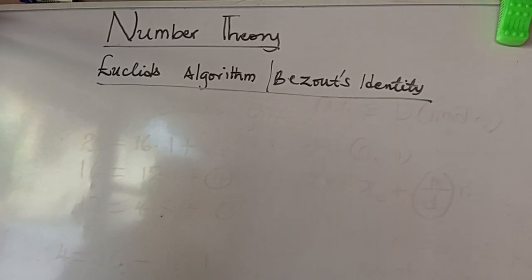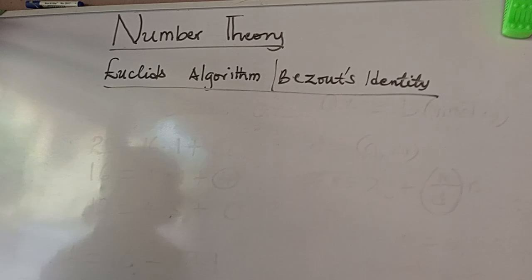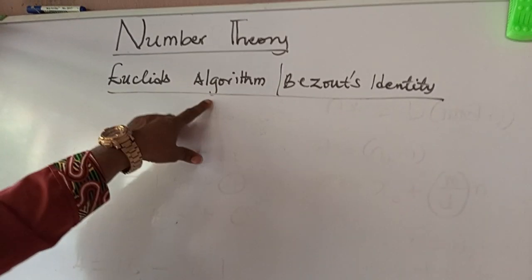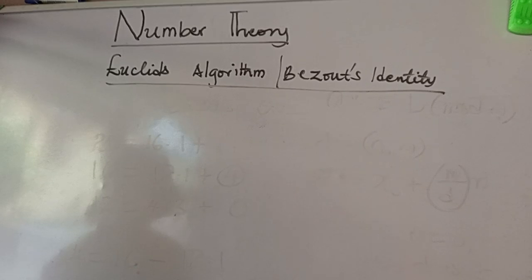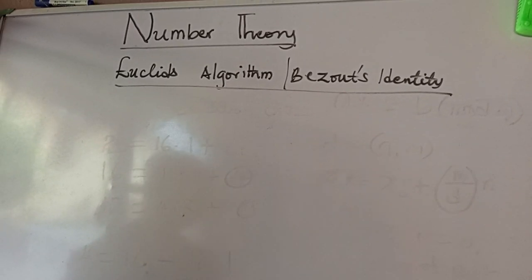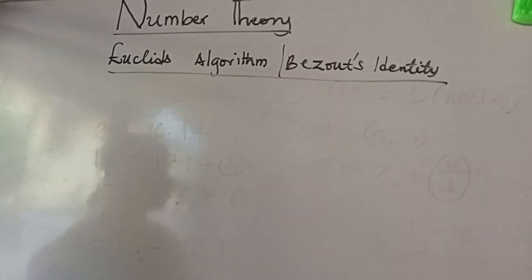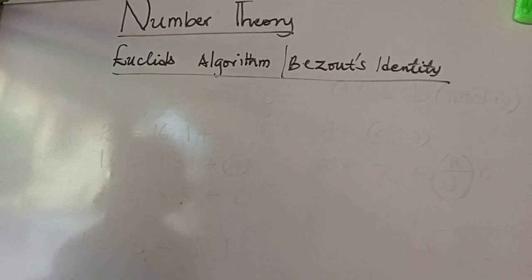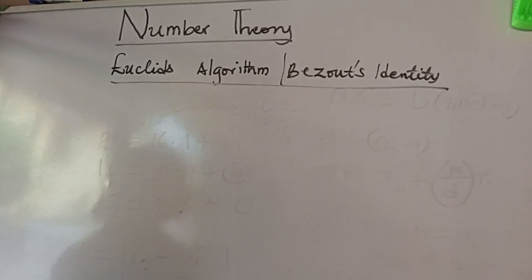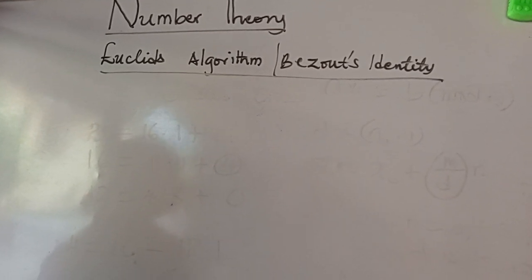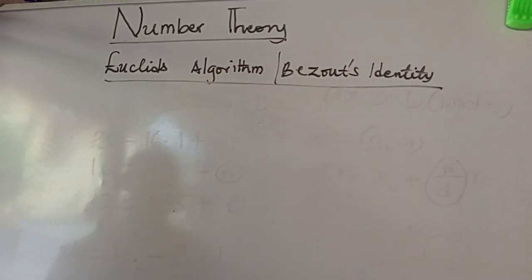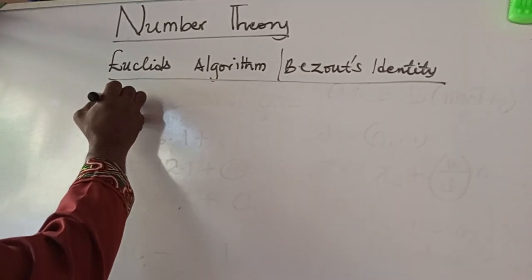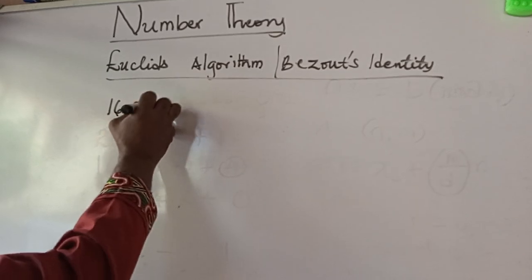In our number theory topic today, we are going to focus on the application of Euclid's algorithm and Bezout's identity. What do we mean by Euclid's algorithm? It simply means a set of rules that can help us to find the GCD of two numbers. In other words, the GCD of two numbers is the highest common factor of the two numbers. Let's take, for instance, the numbers 16 and 12.